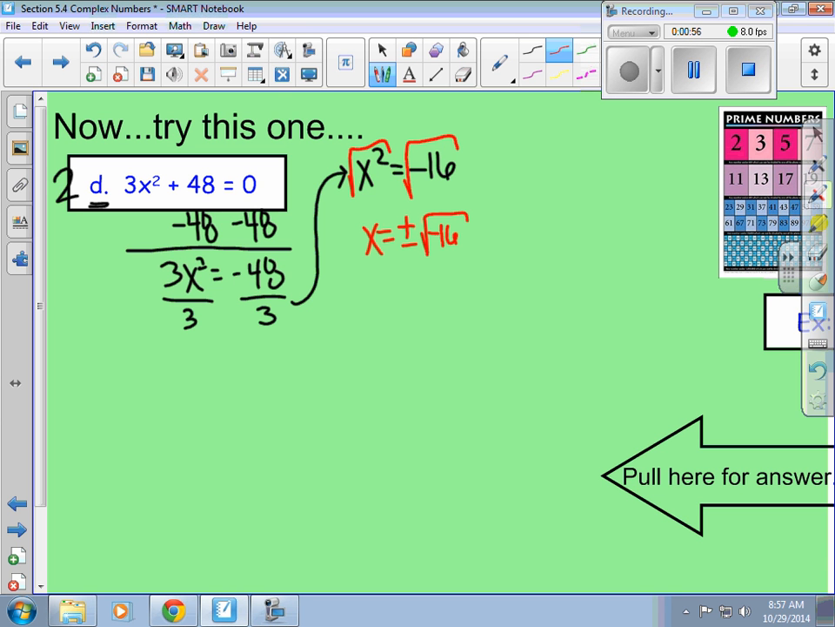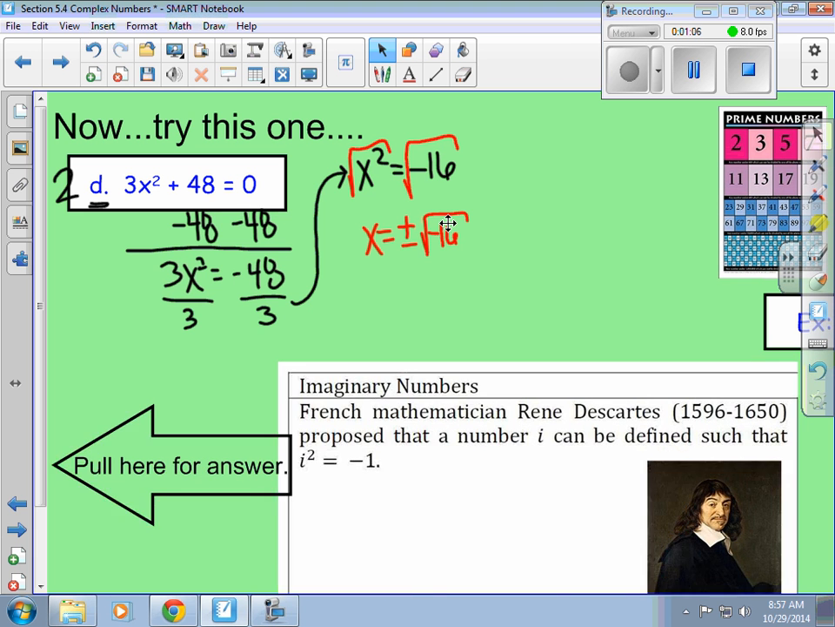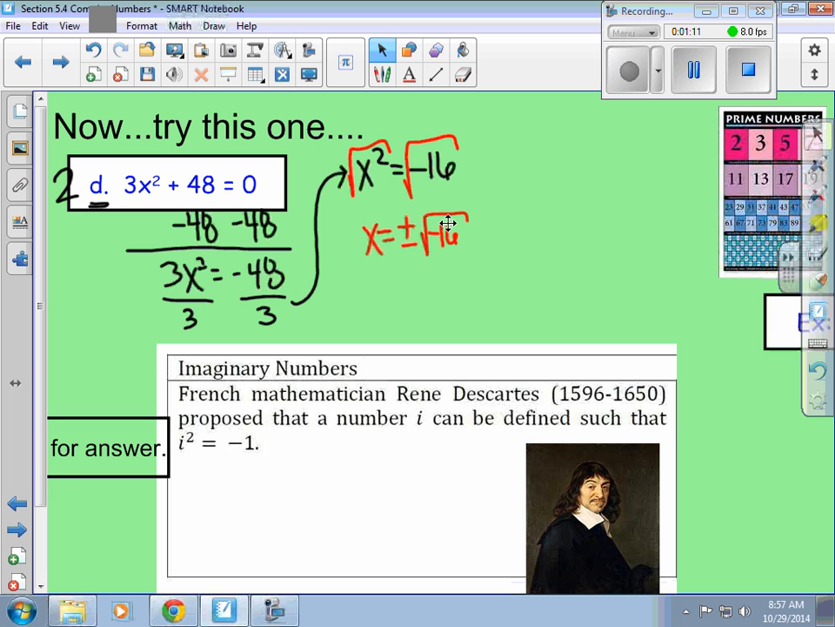And now you guys are thinking, well, you can't do that. I've been told I can't take the square root of a negative over and over again. Here's where I changed that thinking. You can take the square root of a negative. It is called an imaginary number. Okay, imaginary numbers. A French mathematician, René Descartes, proposed that a number i can be defined such that i squared is equal to negative 1. It is also defined that i is equal to the square root of negative 1. So I can actually simplify this, and it is what we call an imaginary number.